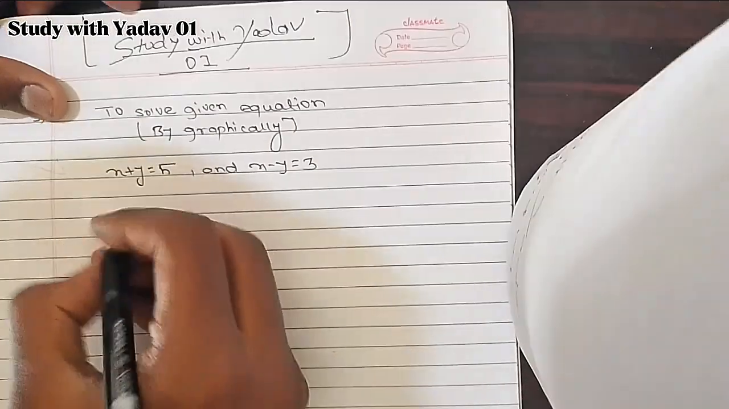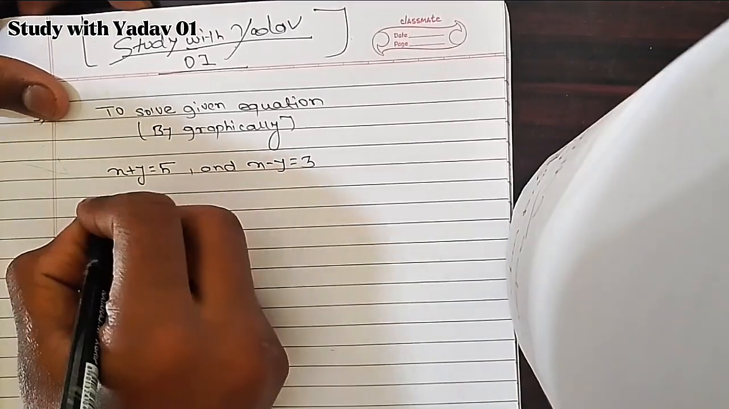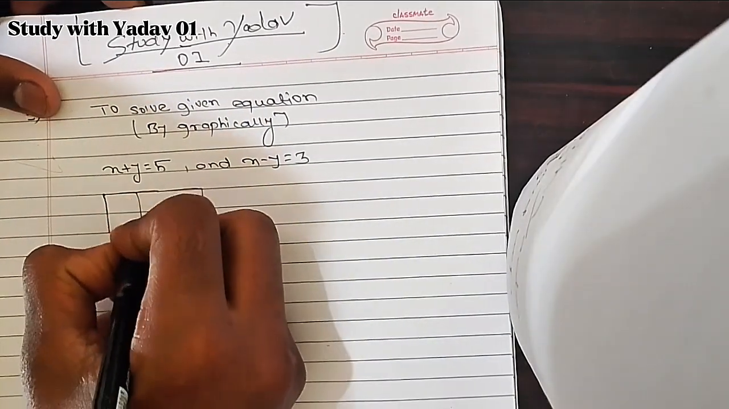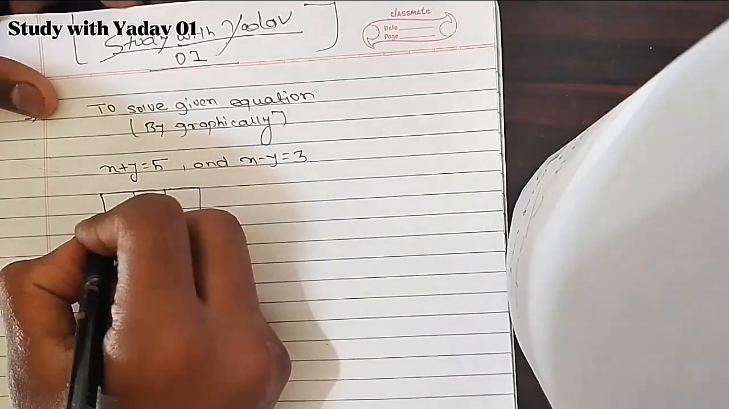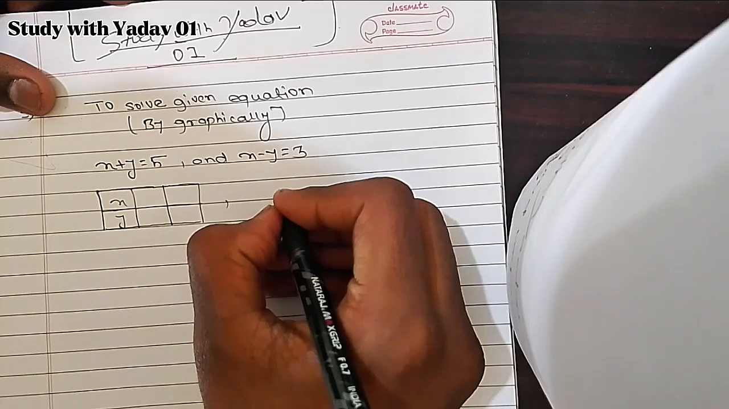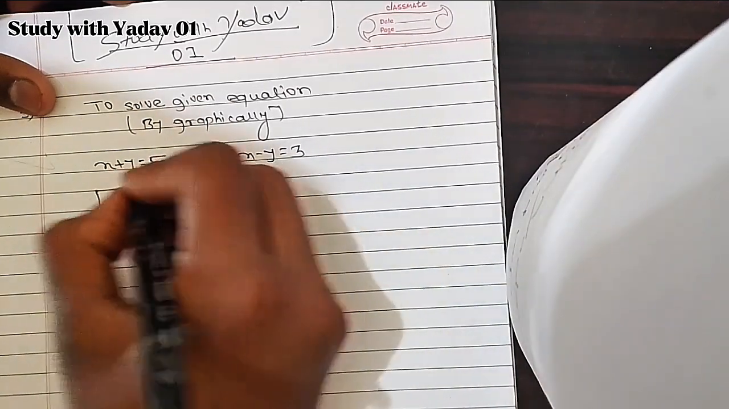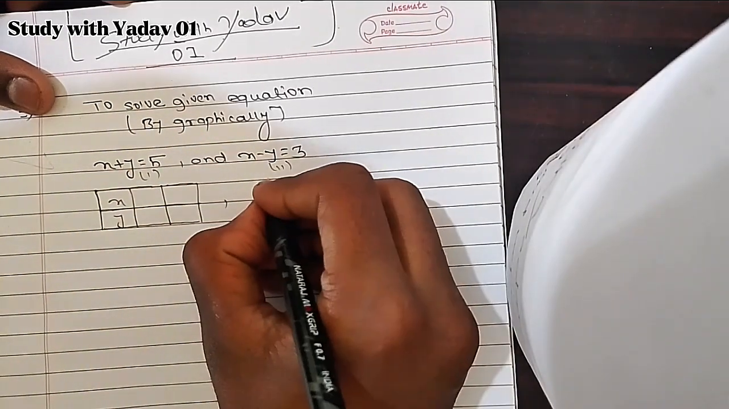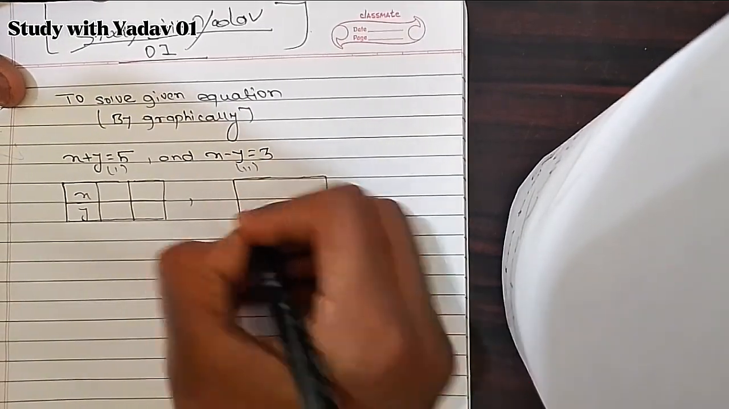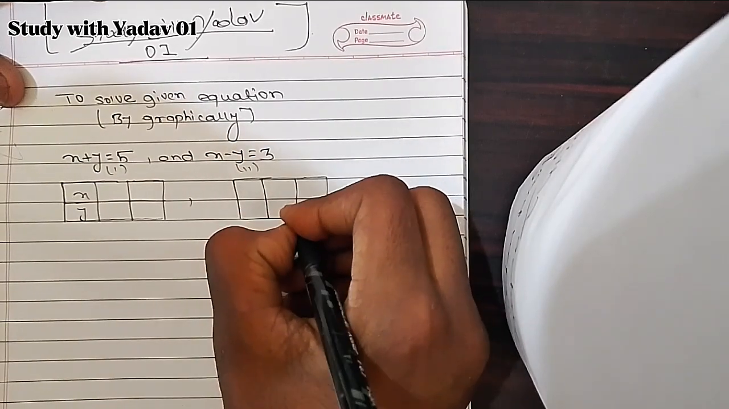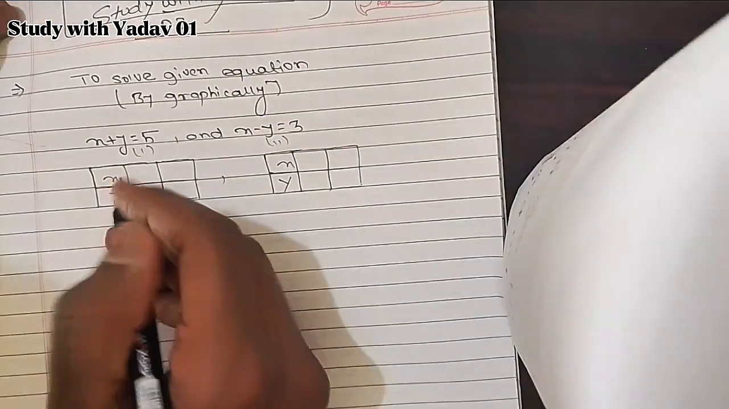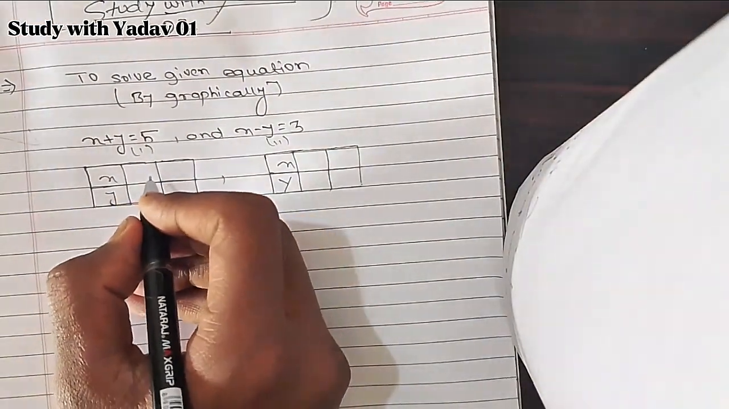Here first of all we have to make a rectangle like this. Then we have two equations, first and the second. This box will help us make the table for these equations easily.